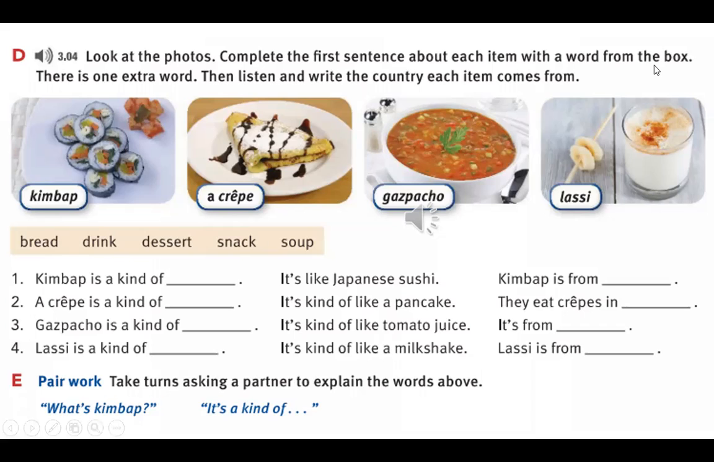What do you have for number one? Okay, kimbap, it's a kind of snack. It's like Japanese sushi. Kimbap is from South Korea. Okay, what about number two?